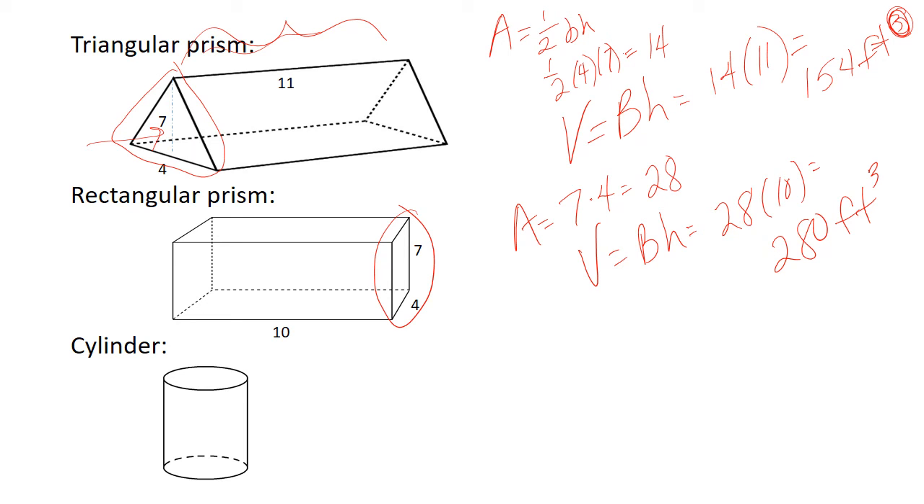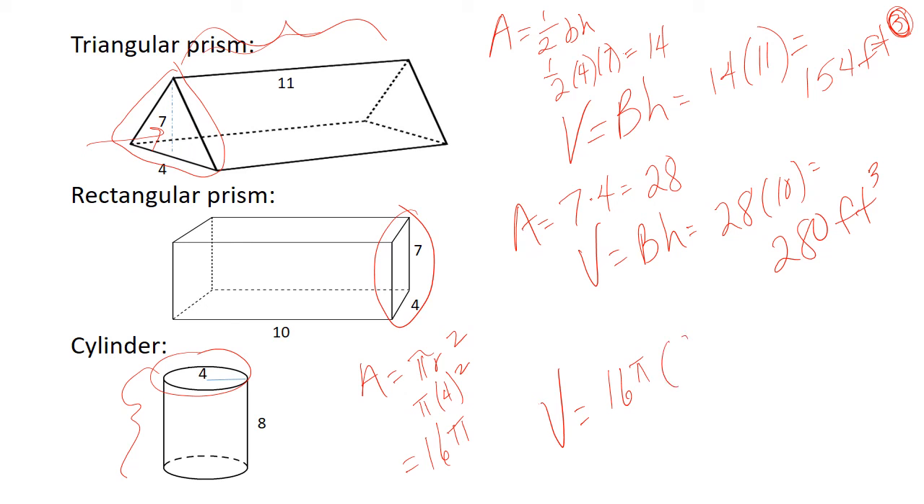All right, so for a cylinder, now we have our base, which is our circle here up on top or on bottom, and our height, which is going to be here on the side. All right, so we need to find the area of our circle first. The area of our circle is pi r squared. My r is 4, so I'm going to do 4 squared. So I'm going to leave this as 16 pi for my area. So the volume for my cylinder is going to be 16 pi times 8.